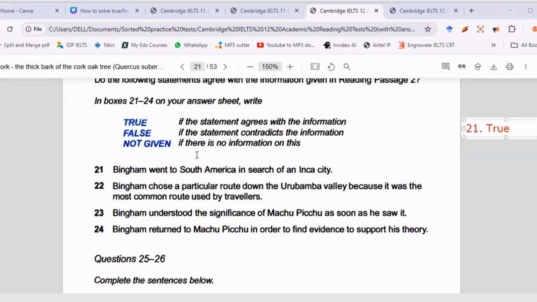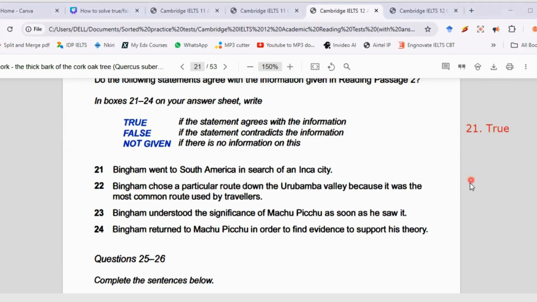Okay, number 22 now. Bingham chose a particular route down the Urubamba Valley. This is a keyword for me here. Why is it a keyword? Because it's a proper noun. Anytime I see proper nouns, they jump at me as keywords because it's easy to locate them in the passage. So he chose a particular route down the Urubamba Valley because it was the most common route used by travelers. So because, take note of that. This is another important buzzword in IELTS reading. Because is another very, very important buzzword.